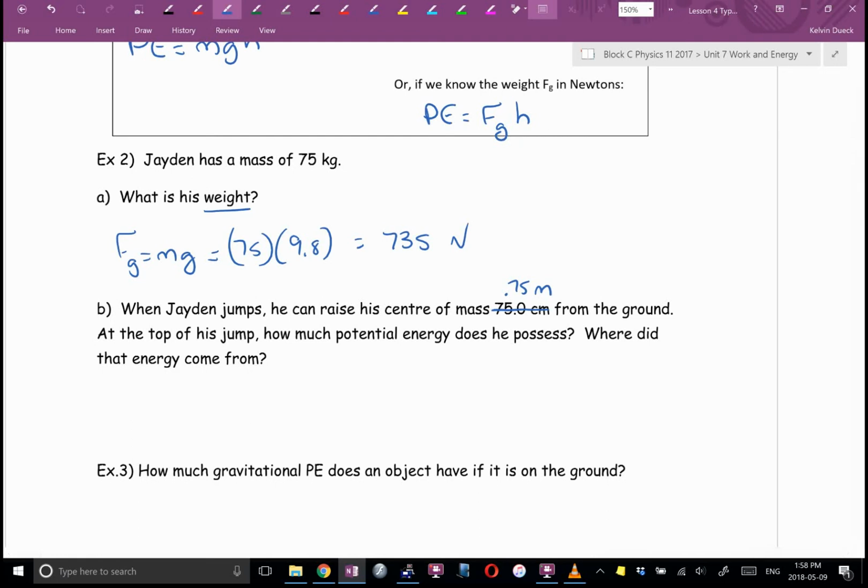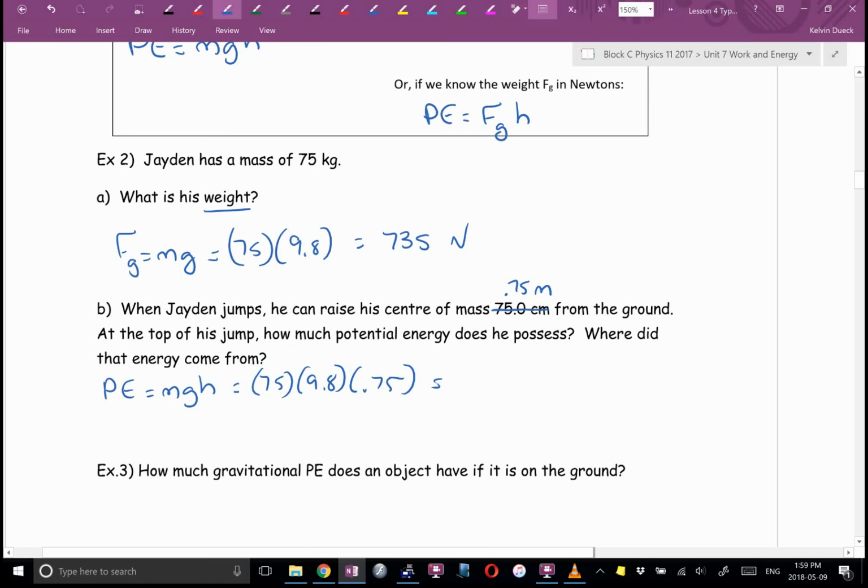Now, a few days ago we said this was the work done in climbing or lifting, but now I'm saying the reason work was involved is there's an energy transformation going on here. The potential energy is going to be mgh, which is going to be 75 times 9.8 times 0.75. Or if you're really lazy, you could just go 735 times 0.75, because that's what that part works out to if you happen to have that on your calculator already.